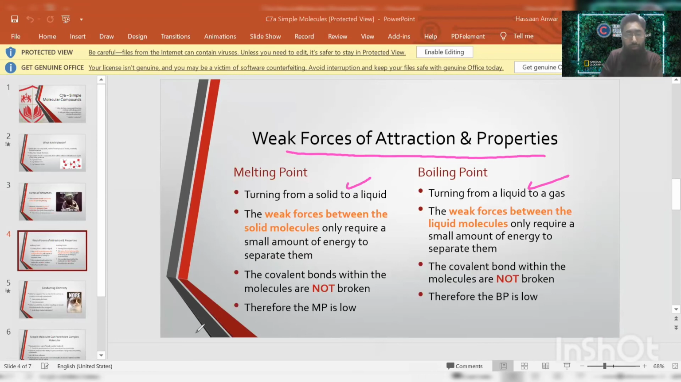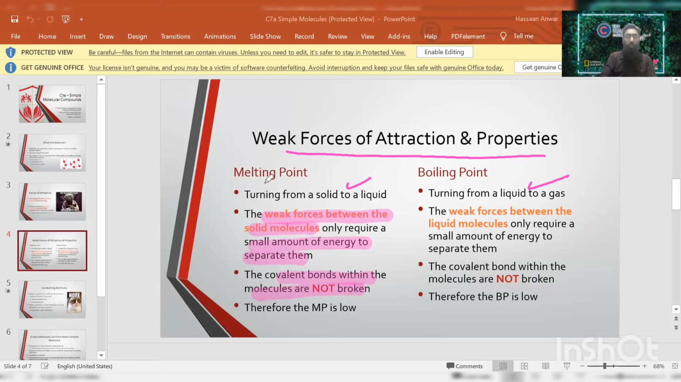The weak forces between the solid molecules only require a small amount of energy to separate them. So no need to have a high melting point. This is a very important point mentioned in these slides. The covalent bonds within the molecules are not broken. And there are weak forces among the molecules.